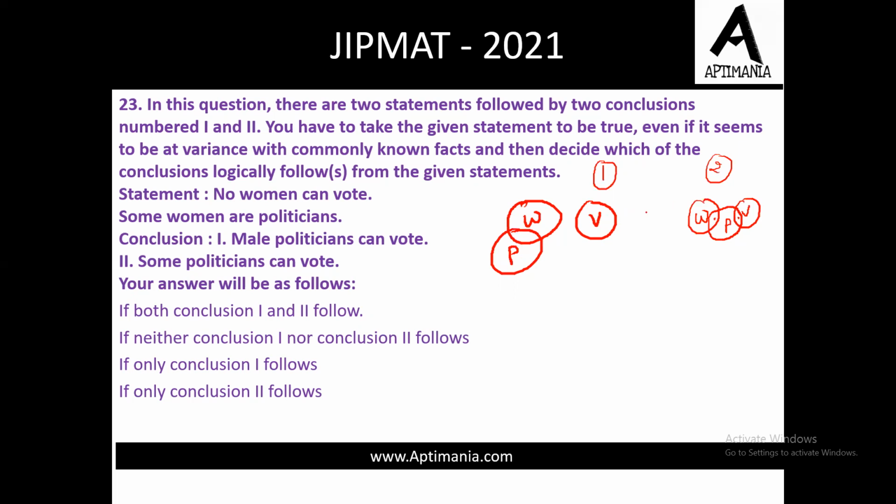Now see, whatever the answer is, we'll answer using both these diagrams. Whatever is correct in both, that should be our correct answer. The first conclusion is male politicians can vote. Now we don't have any idea about male politician.